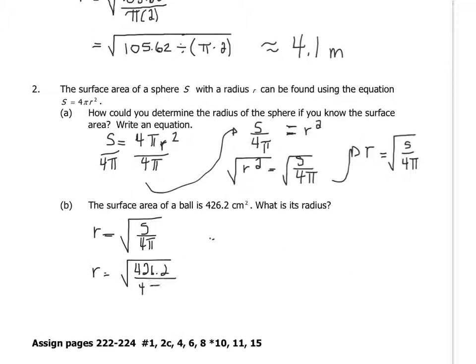And again, if you're going to put it in your calculator, put in 426.2 divided by bracket 4 times pi bracket. Because if you don't put brackets around the 4 pi, it's going to divide 426.2 by only 4 and then multiply that answer by pi. So you need brackets because you want 4 times pi to be the thing that 426.2 is divided by. So 426.2 divided by bracket 4 pi, and then you want to take the square root of that.